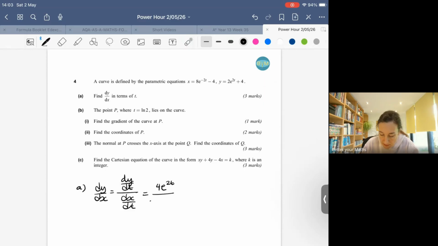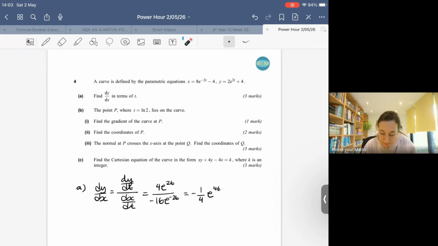So over minus 16 e to the minus 2t, we can maybe simplify the numbers, so minus 1/4, and e to the power of 2t, e to the power of minus 2t, we can write that as e to the power of, because we have the same base, we can subtract the indices. So 2t minus minus 2t is 4t. Yeah, we can leave it like this. Is this okay? We don't want to find the Cartesian unless they ask us first. And when we have the Cartesian, we could differentiate implicitly. But at this stage, because they say in terms of t, even that wouldn't work anyway.